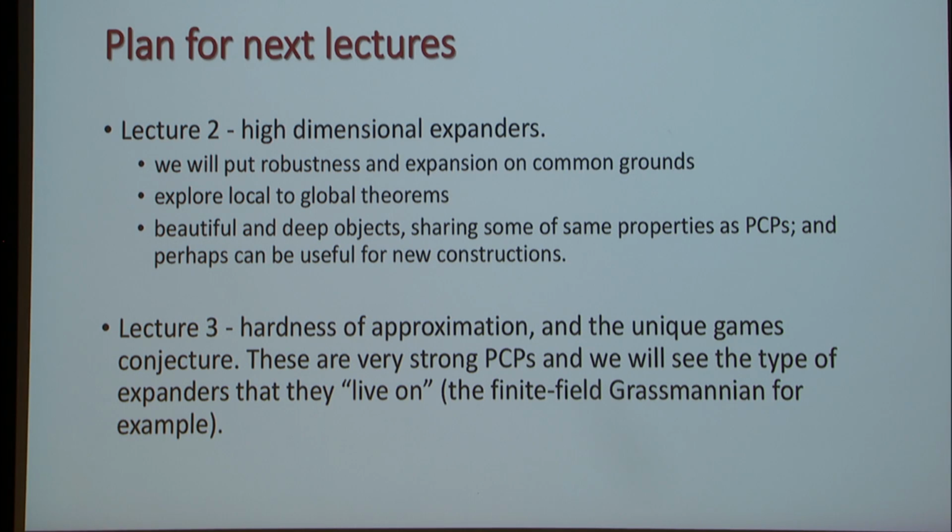And maybe they can be useful for other constructions. Then on Wednesday, we will talk about this very hot topic of unique games, try to see how the landscape is very beautiful for approximation if it's true, and try to see whether or not it's true. There are some different kinds of expanders that these unique games constructions might live on, like the finite field Grassmannian, and we'll see about that. Okay.